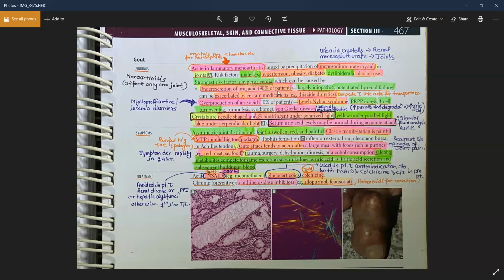Then comes the overproduction, and that can happen with Lesch-Nyhan syndrome. We already know that, we studied that already. With the PRPP excess, and does anyone know why the PRPP excess can cause hyperuricemia? More formation of purine nucleotides. Yeah, because of the increase in the formation of the purines, the degradation of these purines will also be increased, and as a result, you will get a high level of uric acid.